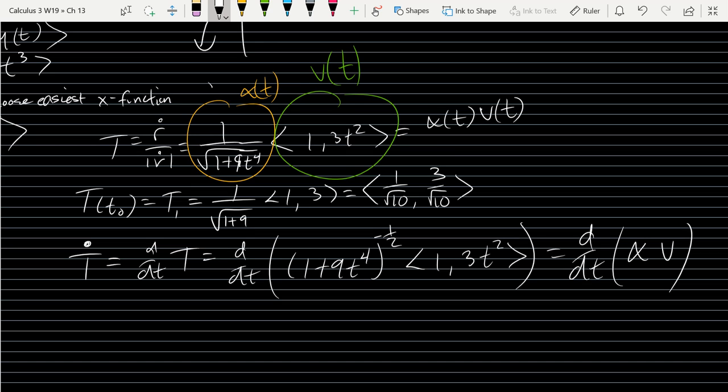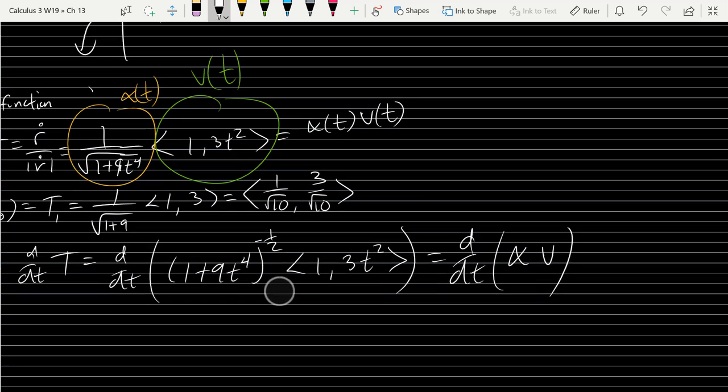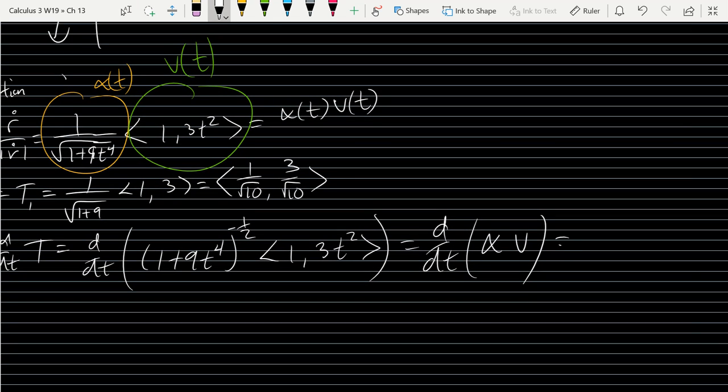What rule do I need on this derivative? So I need product rule on this. It'll turn out to be very chain-like, but the way it's written, there's a product between these two, so it's going to look like alpha prime v plus alpha v prime. So this is how the product rule works. So let's go ahead and compute it like this.